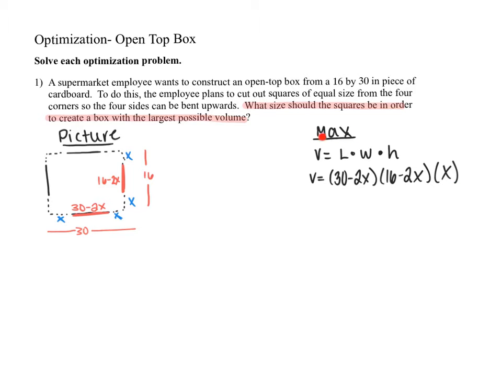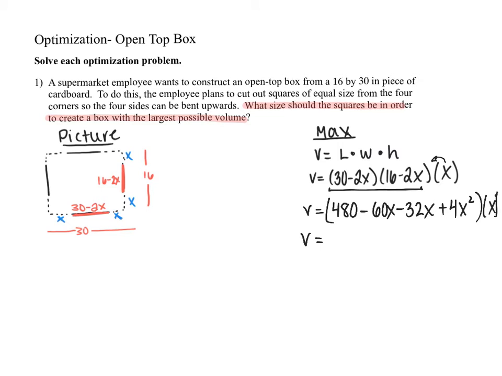And we want to maximize this equation, so we know we're eventually going to have to take the derivative. But before I take the derivative, I want to just simplify it. So I would like you to double distribute these two terms first, and then distribute the X in. So take a minute, pause the video, and do that. And then hit resume when you're ready for the answer. Okay, so when you double distributed, you should have gotten 480 minus 60X minus 32X plus 4X squared times this X.